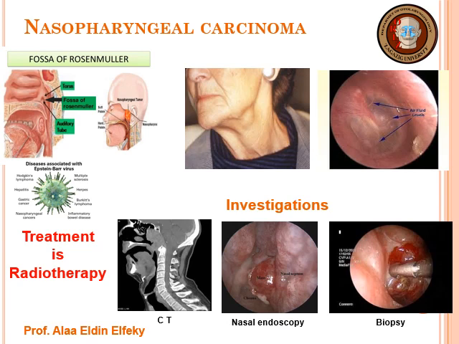What is the most common malignant tumor of the nasopharynx? This is the nasopharyngeal carcinoma. When we say nasopharyngeal carcinoma, you have to keep some very important points in mind. First, the fossa of Rosenmuller. What is the fossa of Rosenmuller? Collections of lymphoid tissue just above and behind the pharyngeal opening of the Eustachian tube, because this is the main site of origin of the nasopharyngeal carcinoma.